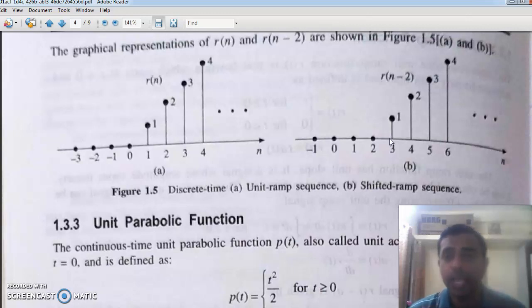Okay, there is a mistake here. n minus 2 means it should start here. Okay, right, right, right. It's correct.